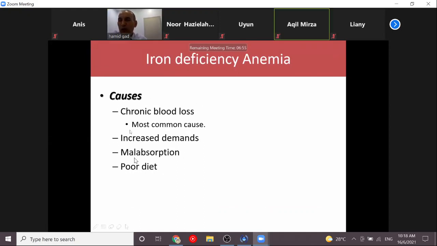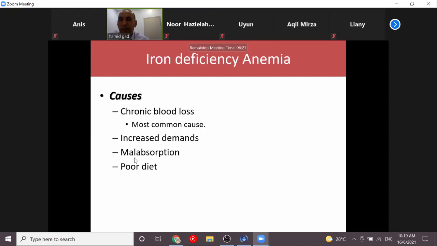Most common, always check chronic blood loss. This is number one. The most common cause of iron deficiency anemia, not diet. The diet, I put it last, was very rare nowadays. But the most common, chronic blood loss. So when you find iron deficiency anemia, what to do next?